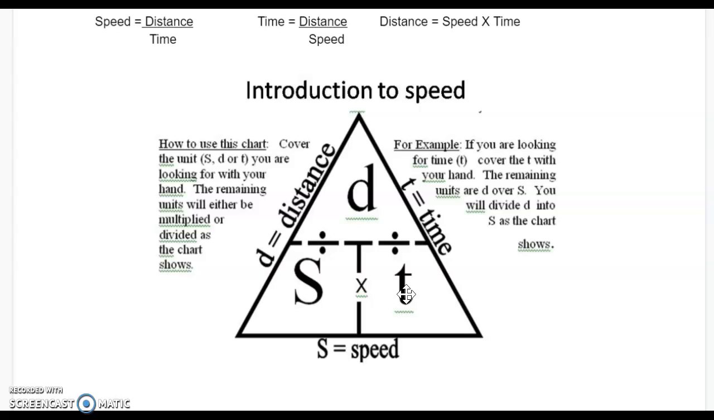It's helpful to always draw this triangle somewhere to have it handy so you always know exactly which formula you should be using to solve for each of these three.